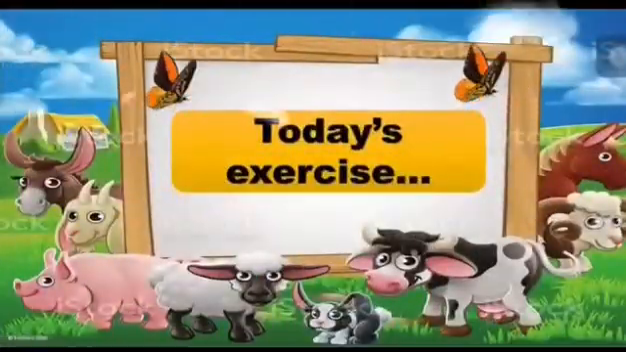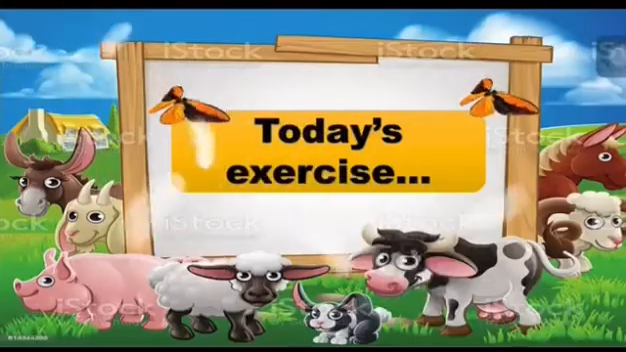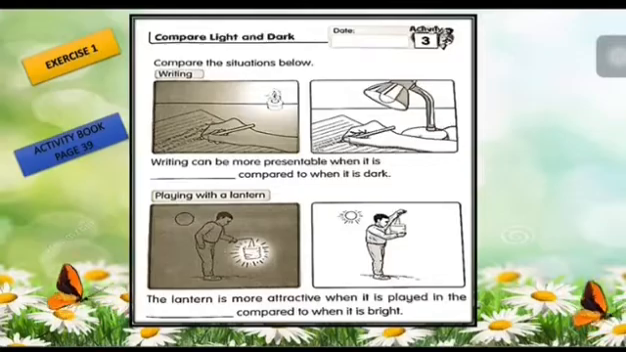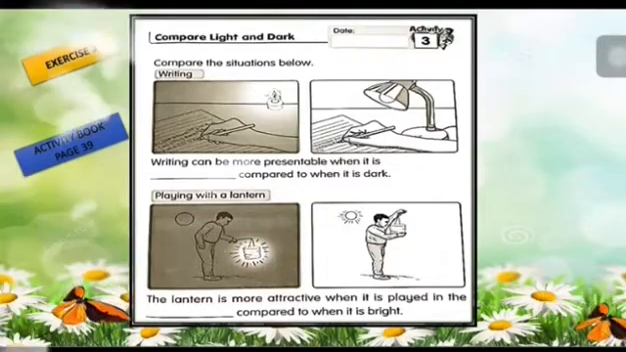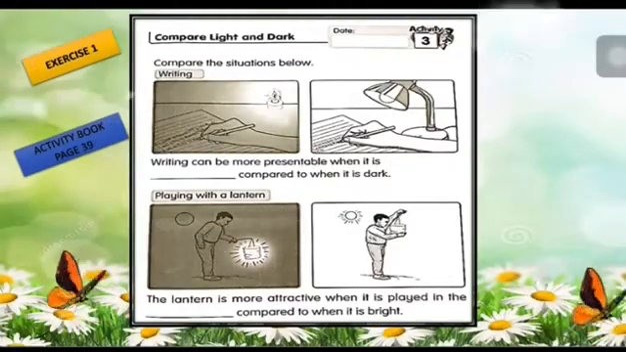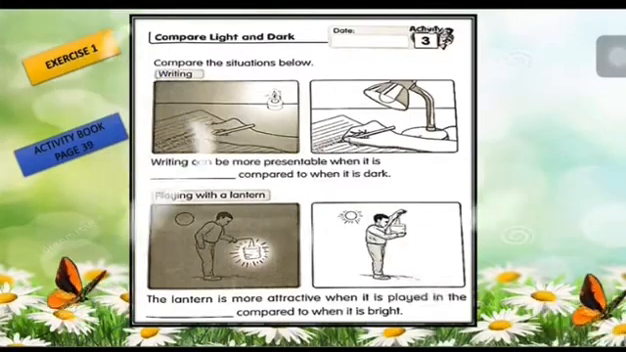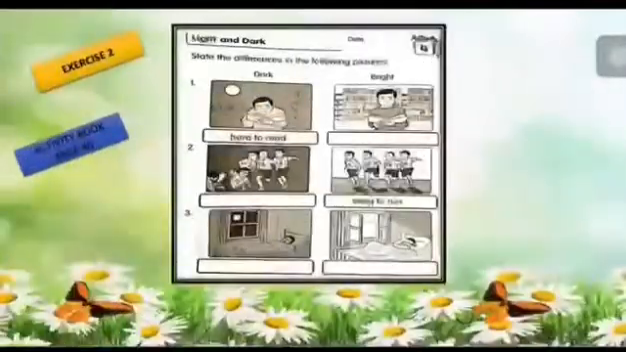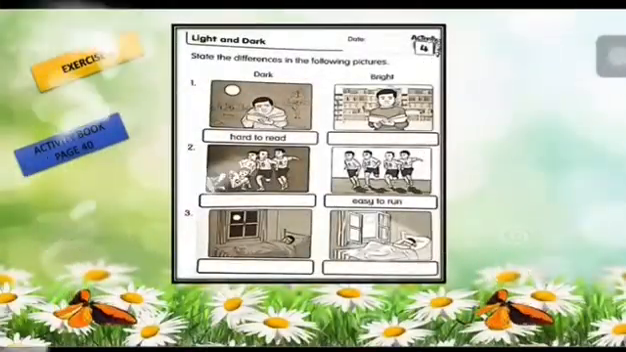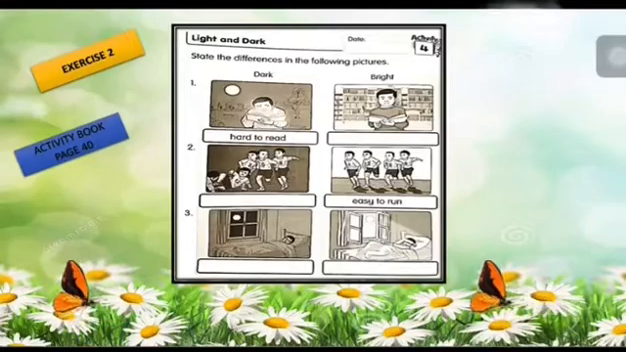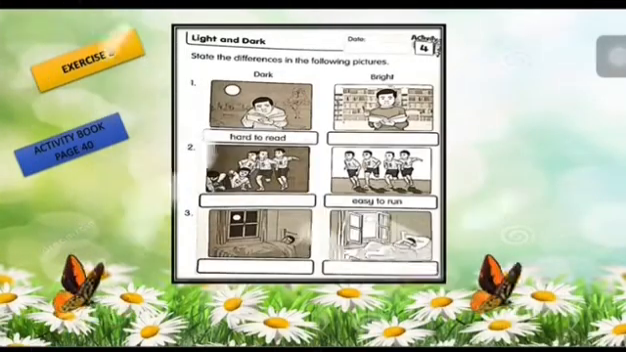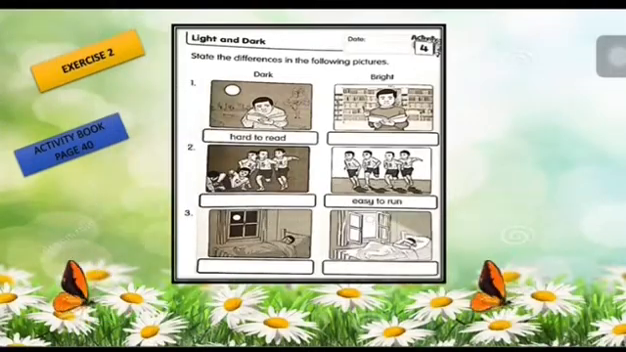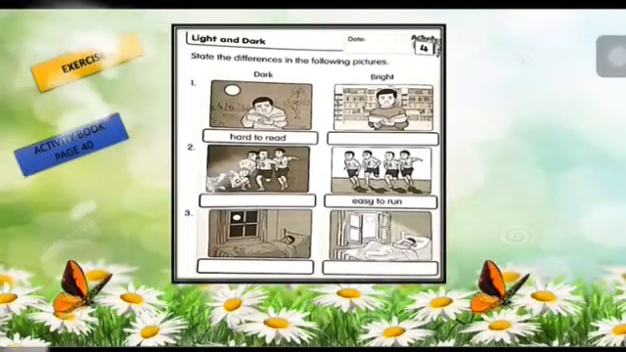Okay, let's go for our exercise for today. Exercise 1. In your activity book, page 39. Compare light and dark. So you compare the situations below, then you answer the question. Exercise 2. State the differences in the following pictures. Okay, in the dark situation, it is hard to read. So in the bright situation, what is your answer? Put your answer there, either easy or hard.